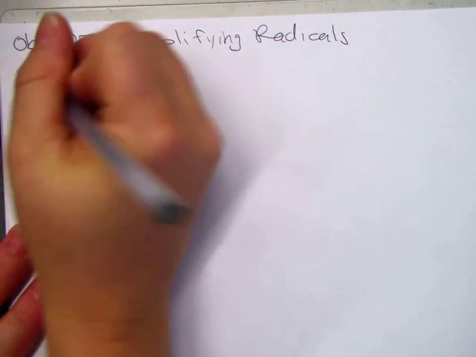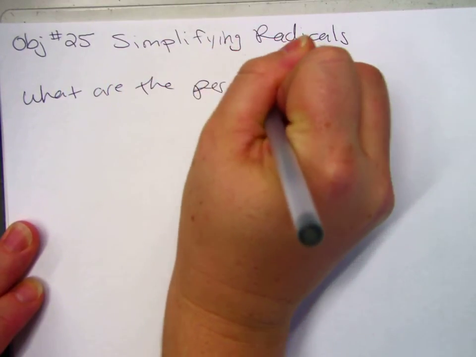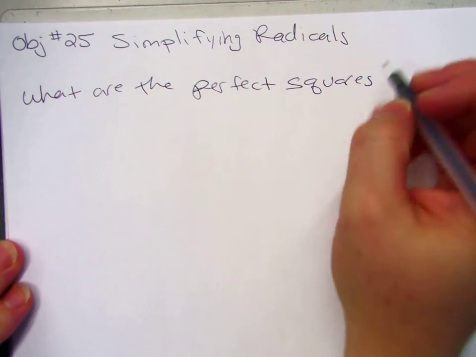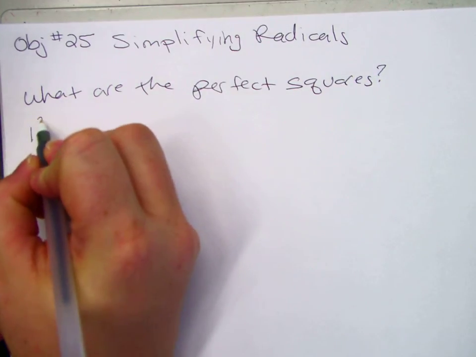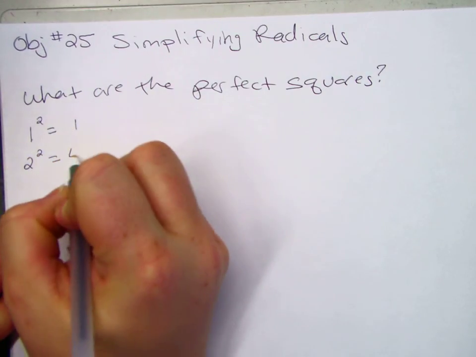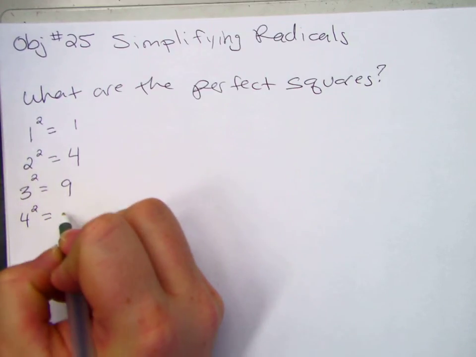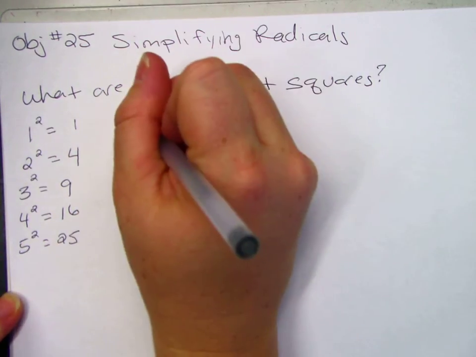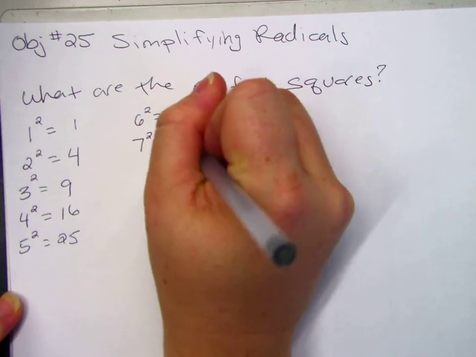Okay, so let's start with what are the perfect squares? A perfect square is a number that you can take the square root of, and it's a nice number. So remember a square is what you get when you square everything. So 1 squared is 1. 2 squared is 4, 2 times 2. 3 squared is 9. 4 squared is 16. 5 squared is 25. 6 squared is 36. 7 squared is 49.